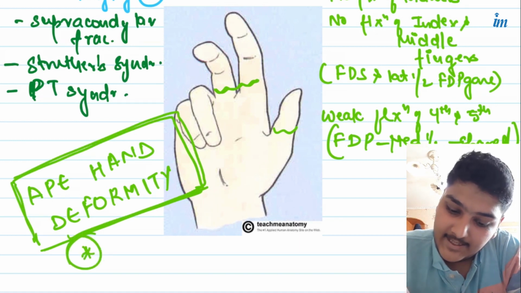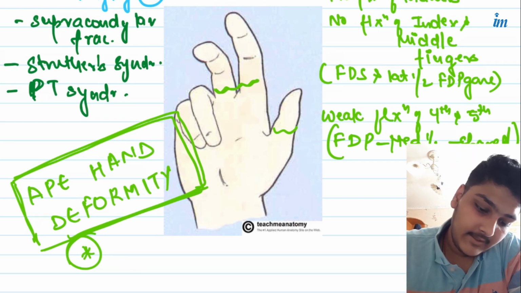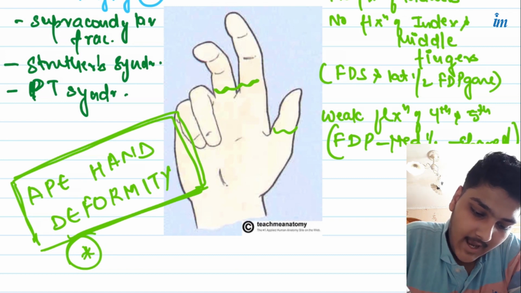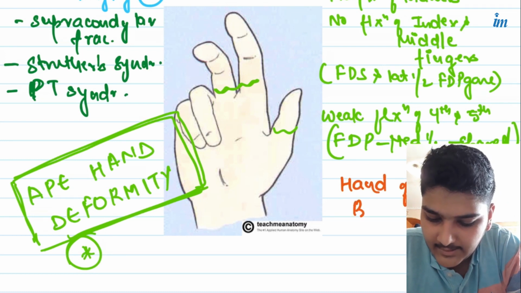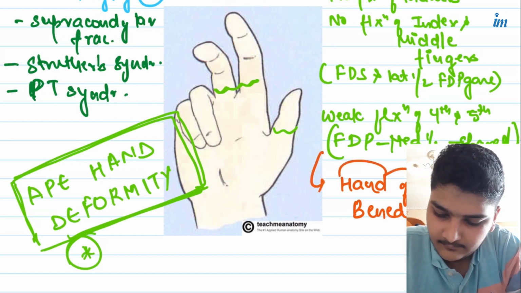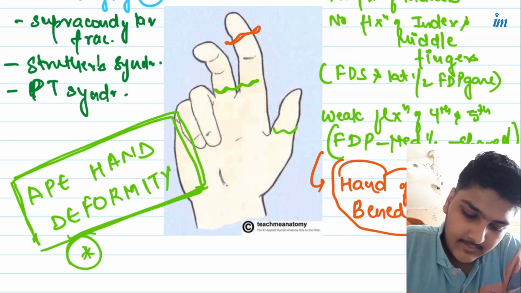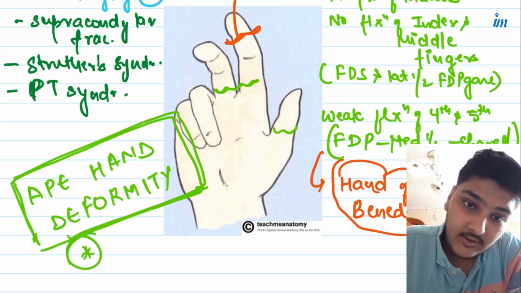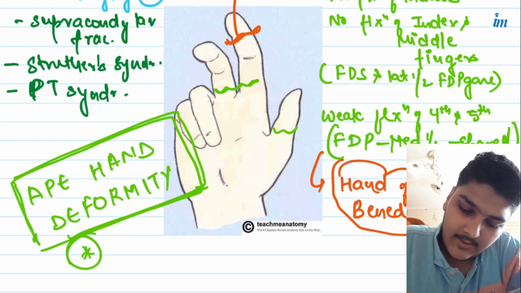And the ability to flex, though weakly, your fourth and fifth digits, is known as hand of benediction. This is known as hand of benediction. And since your index finger is quite more pointed, this condition is also known as pointing index finger. So hand of benediction or pointing index finger.